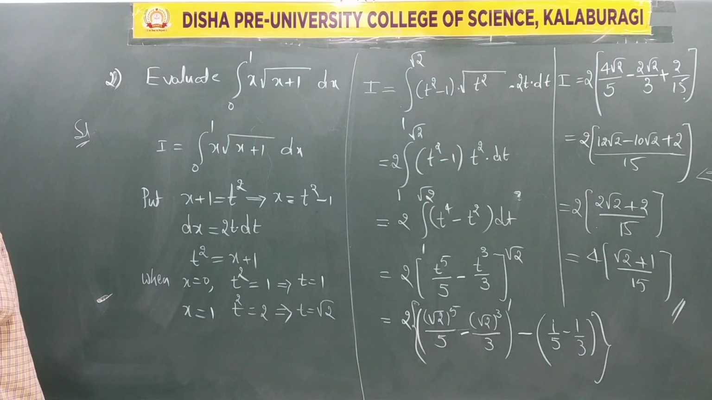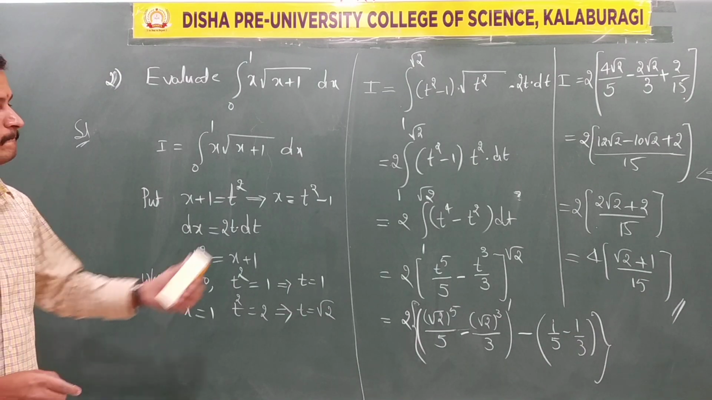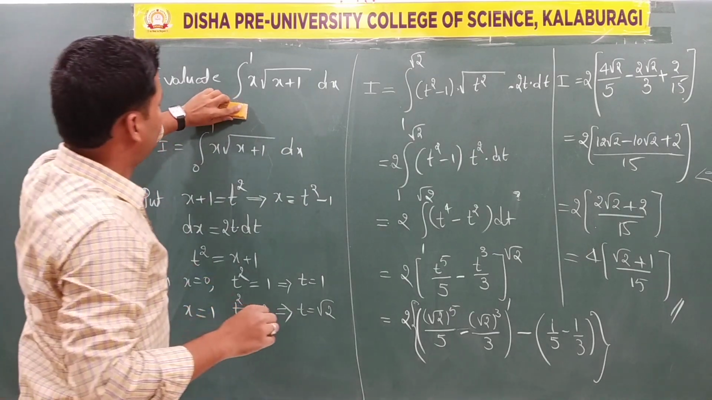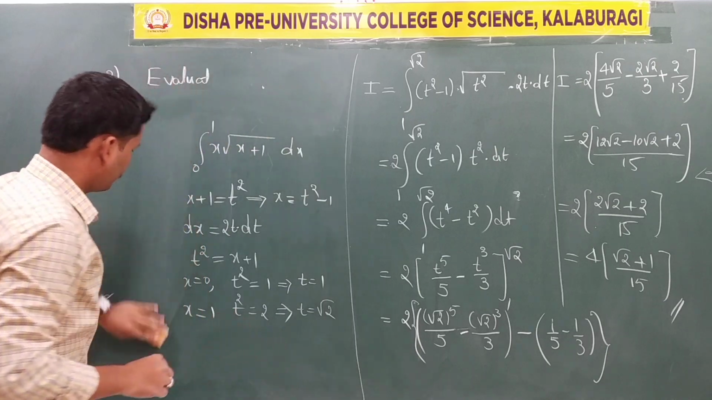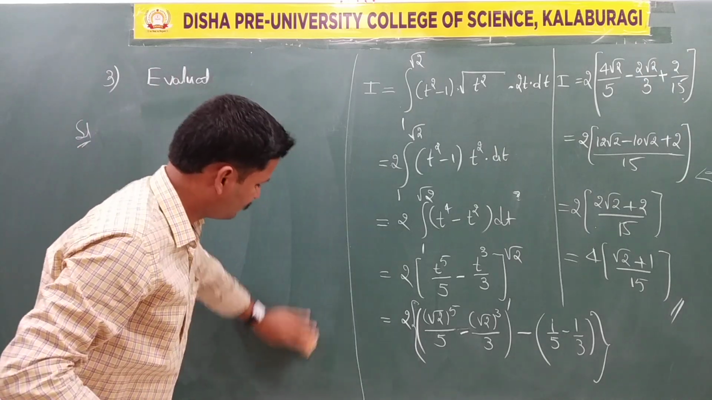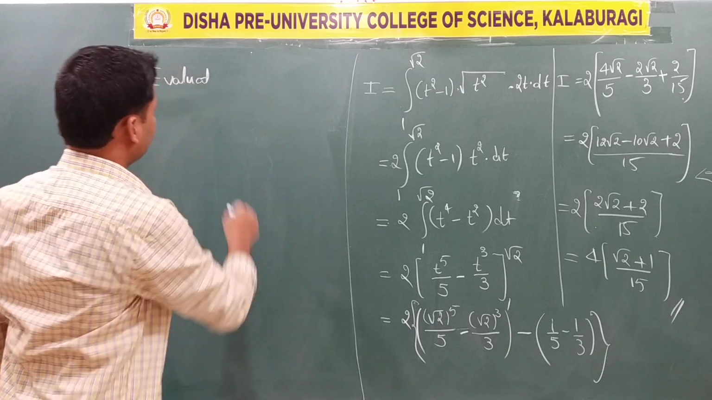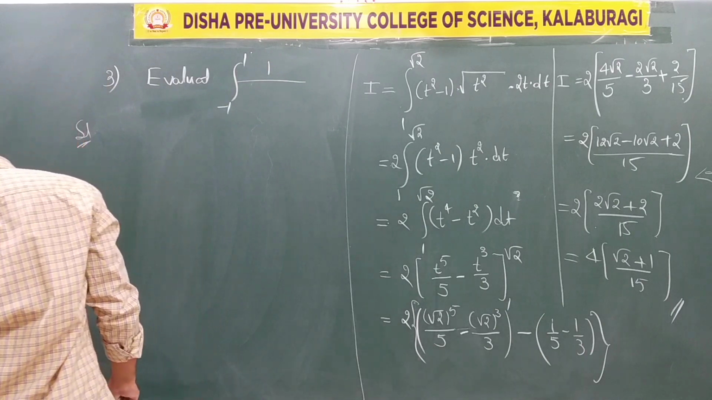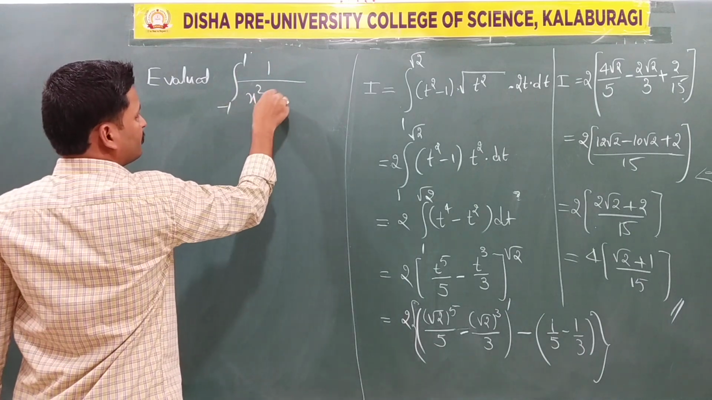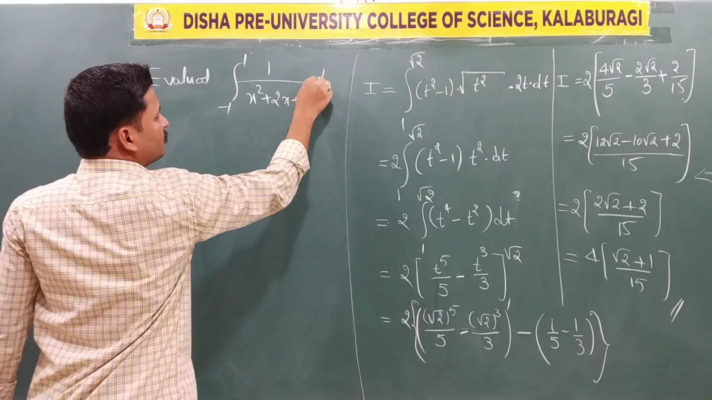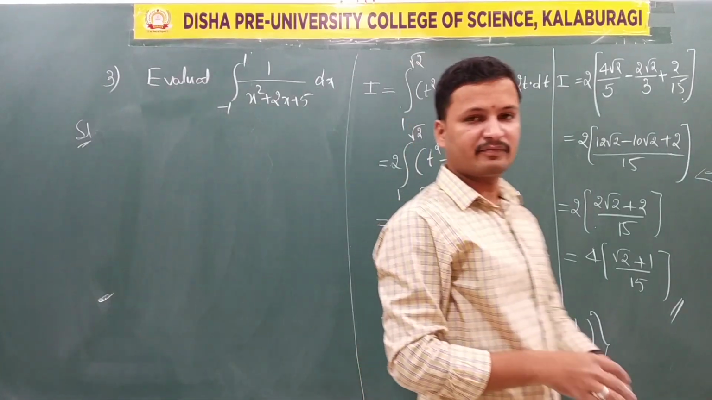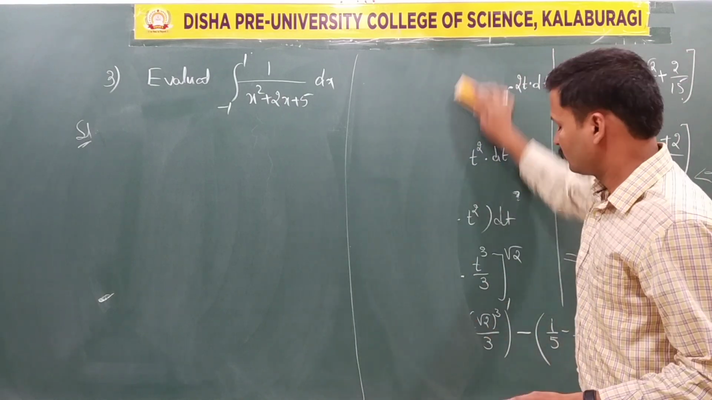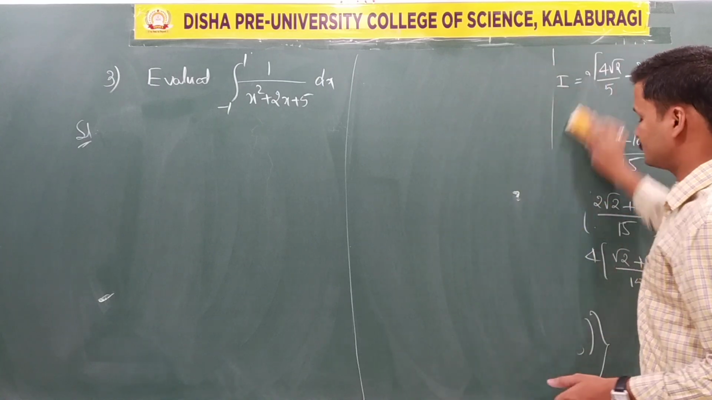Then next question is the third question. Evaluate integral from minus 1 to 1 divided by x square plus 2x plus 5 into dx. Okay. Evaluate integral from minus 1 to 1 divided by x square plus 2x plus 5.